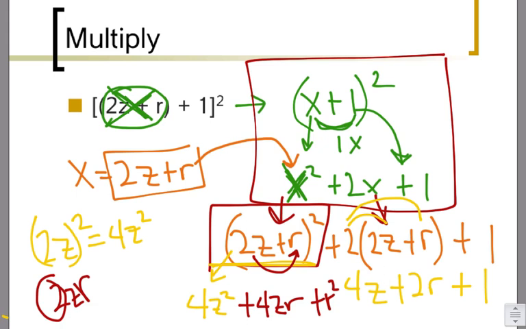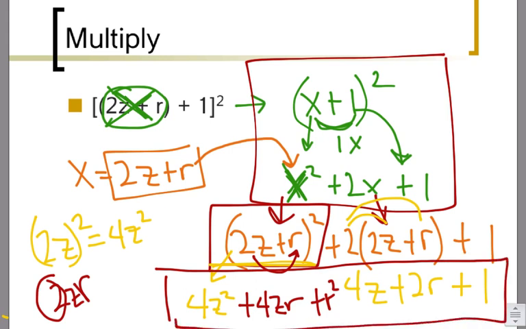And for all intents and purposes, we are done. If there were any like terms, I would combine them, but there aren't, so I'll stop. So I just wanted to show you a nice hard example of what it would look like to do FOIL and do your special type of FOIL on this particular problem.